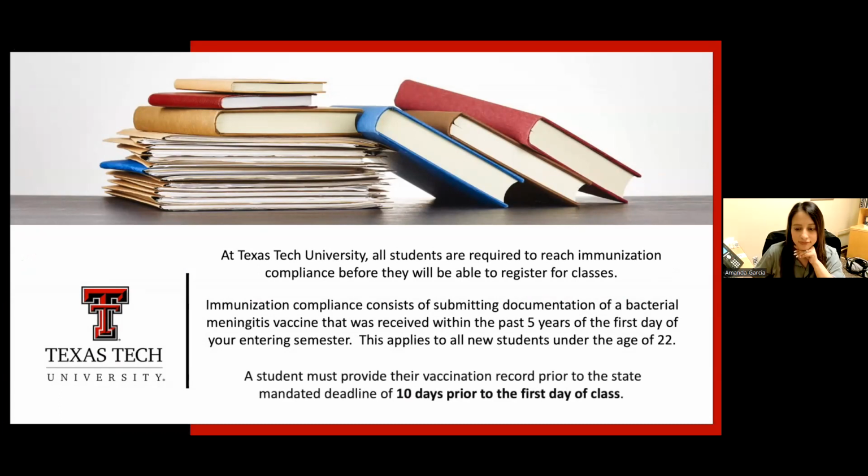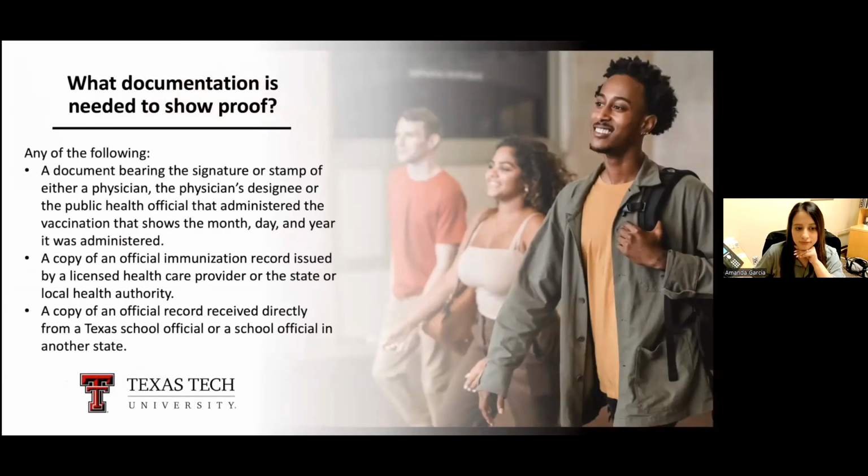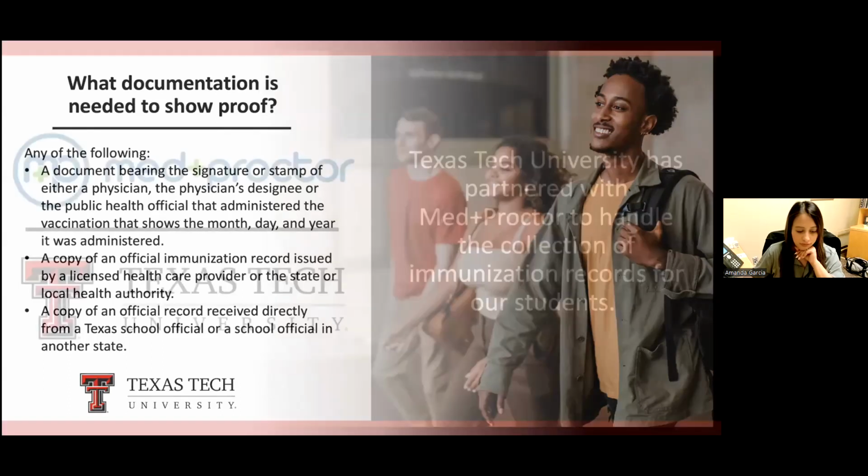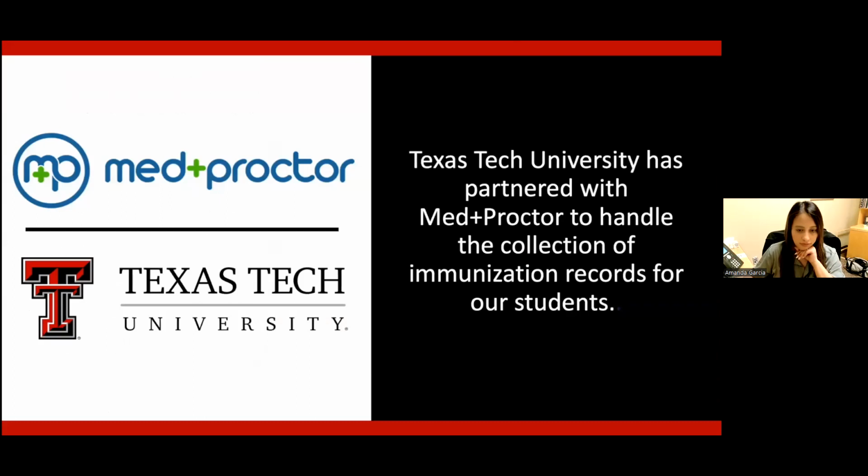A student must provide their vaccination record prior to the state-mandated deadline of 10 days prior to the first day of class. Any of the following documentation can be submitted as proof. A document bearing the signature or stamp of either a physician, the physician's designee, or the public health official that administered the vaccination that shows the month, day, and year it was administered. A copy of an official immunization record issued by a licensed health care provider or the state or local health authority. A copy of an official record received directly from a Texas school official or a school official in another state. Texas Tech University has partnered with MedProctor to handle the collection of immunization records for our students.